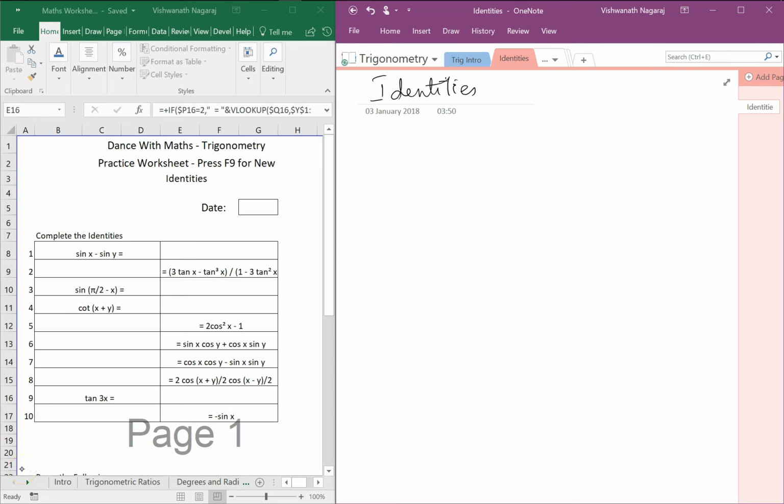Today we are going to look at identities. Remember, (x plus y) the whole square is equal to what? x square plus 2xy plus y square. Yes, this is an identity, which means that this is always true. This equality is always true for all values of x and y.